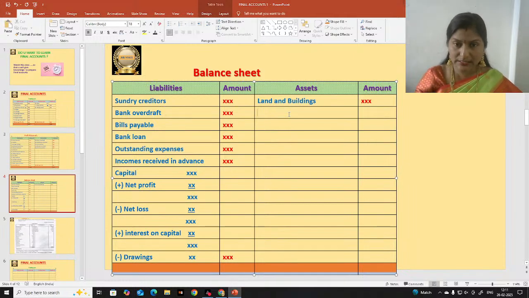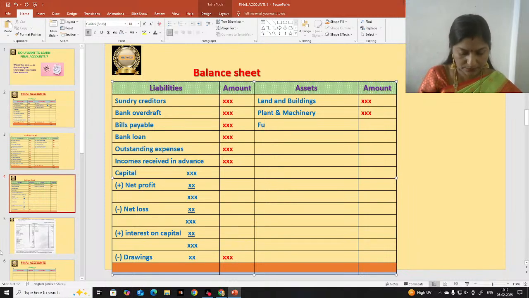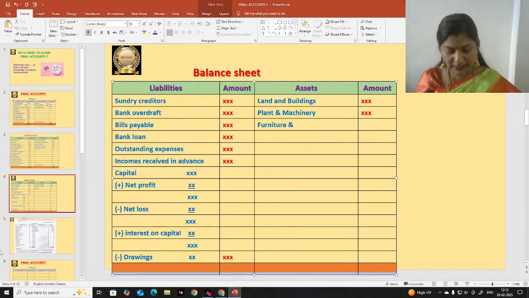Okay, and next asset is plant and machinery. These are very important assets. Regularly we will get them in the examination. Next, furniture and fittings. This is another type of asset.